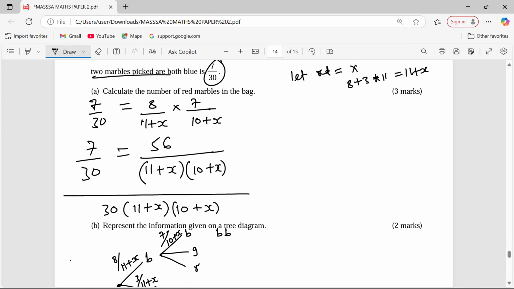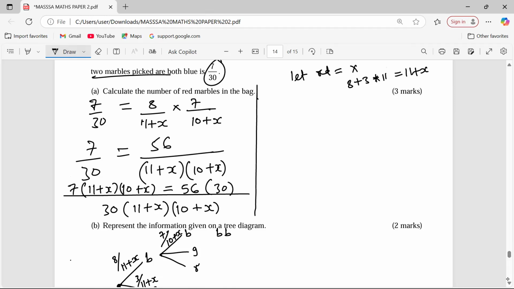So LCM divided by 30, we shall have 7 into 11 plus X, 10 plus X, equals 56 into, when I divide LCM by the second denominator, I'll remain with 30. So I'm done with the LCM now, and I can open brackets and group terms together. So I'll have X squared plus 21X plus 110.